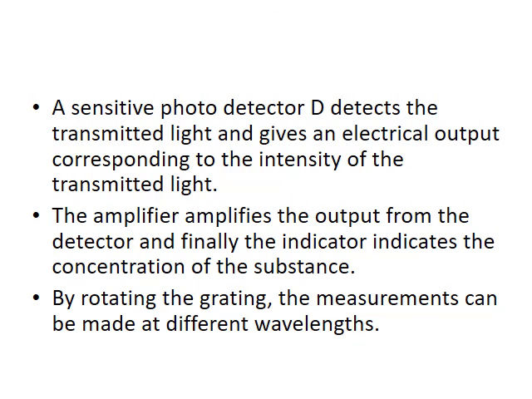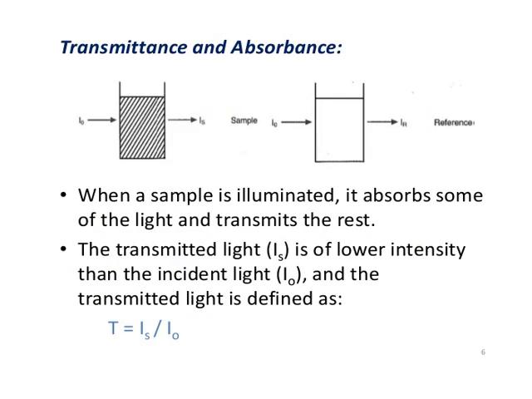A sensitive photodetector D detects the transmitted light and gives an electrical output corresponding to the intensity of the transmitted light. The amplifier amplifies the output from the detector, and finally the indicator indicates the concentration of the substance. By rotating the grating, the measurements can be made at different wavelengths. This is the basic principle of the spectrophotometer.